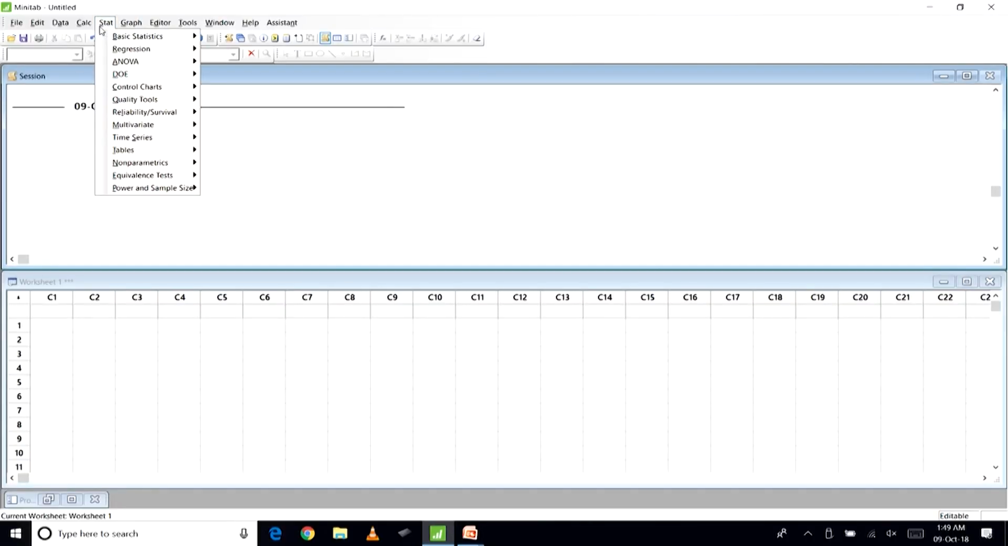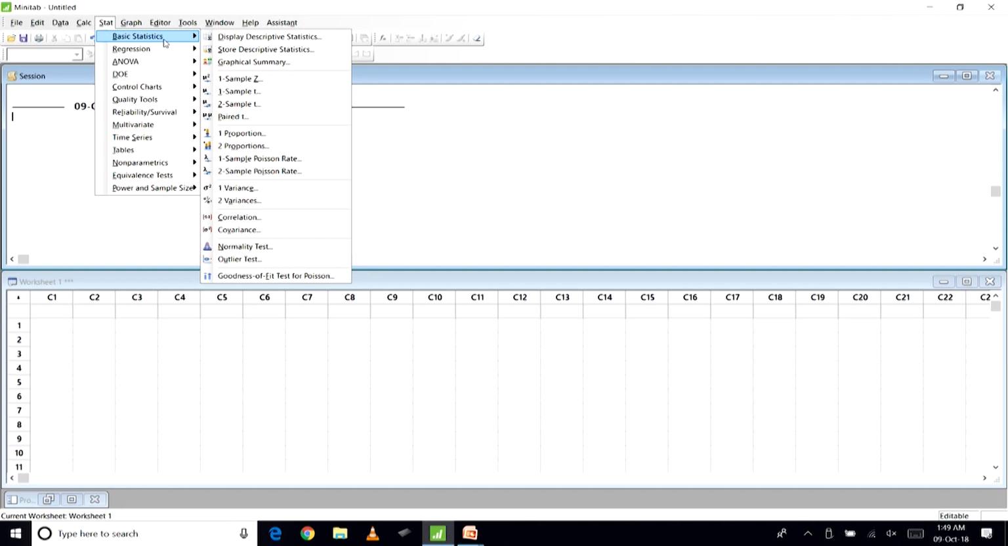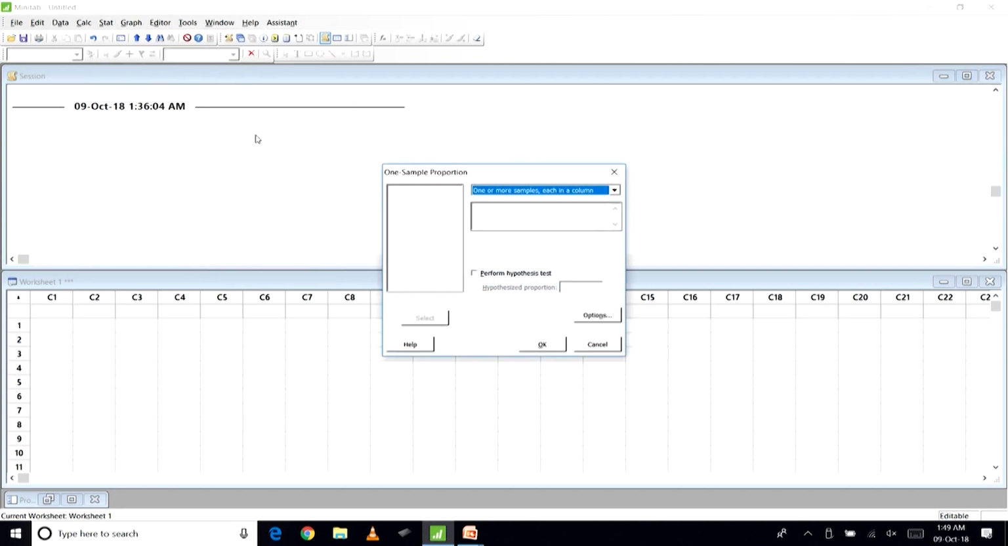So, first we will solve this question as a one sample proportion test, the 1P, one proportion test. We need to enter summarized data. The number of events is 33 and trials were 200. So, we need to perform the hypothesis test. The hypothesized proportion was 0.08.